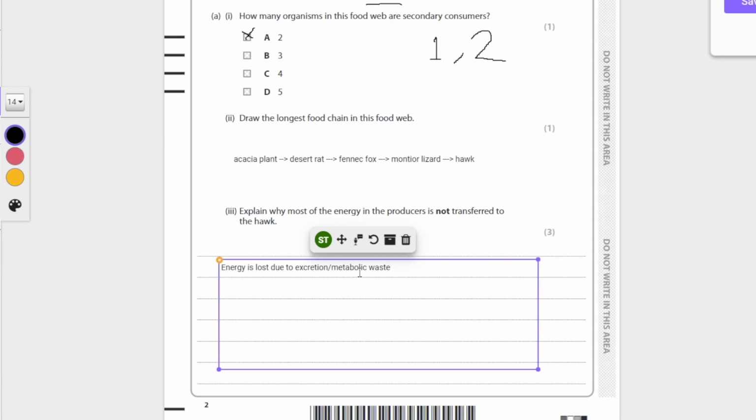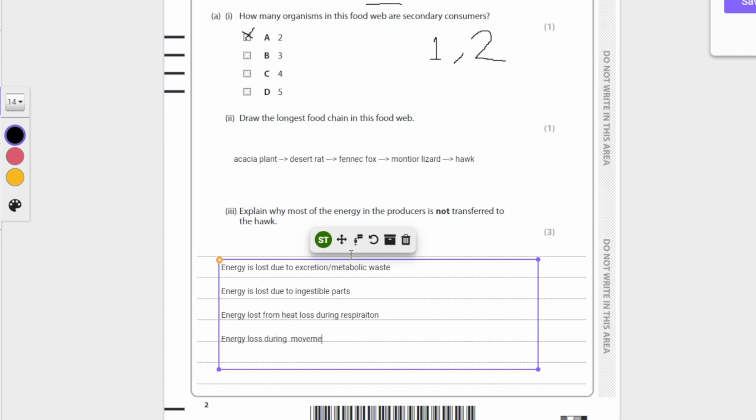We can also say that energy is lost due to indigestible parts of the producers. Right? Producers or anything, you can just say indigestible parts, because you're just saying that some parts aren't able to be digested, so their energy isn't carried over. Energy lost from heat loss during respiration. So remember, if you mention heat loss, it's always good to also say respiration, because that's the actual process. And finally, energy lost during movement.